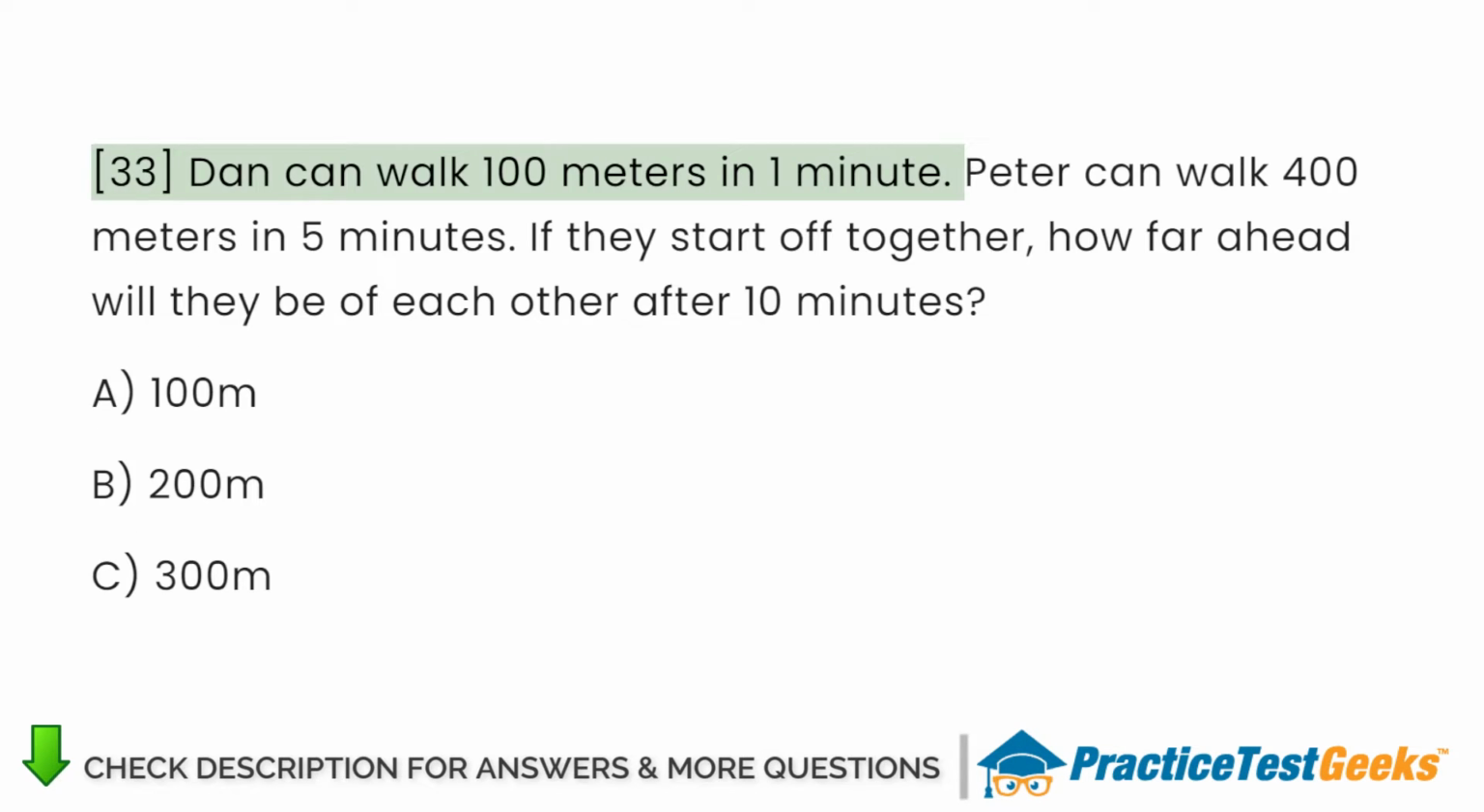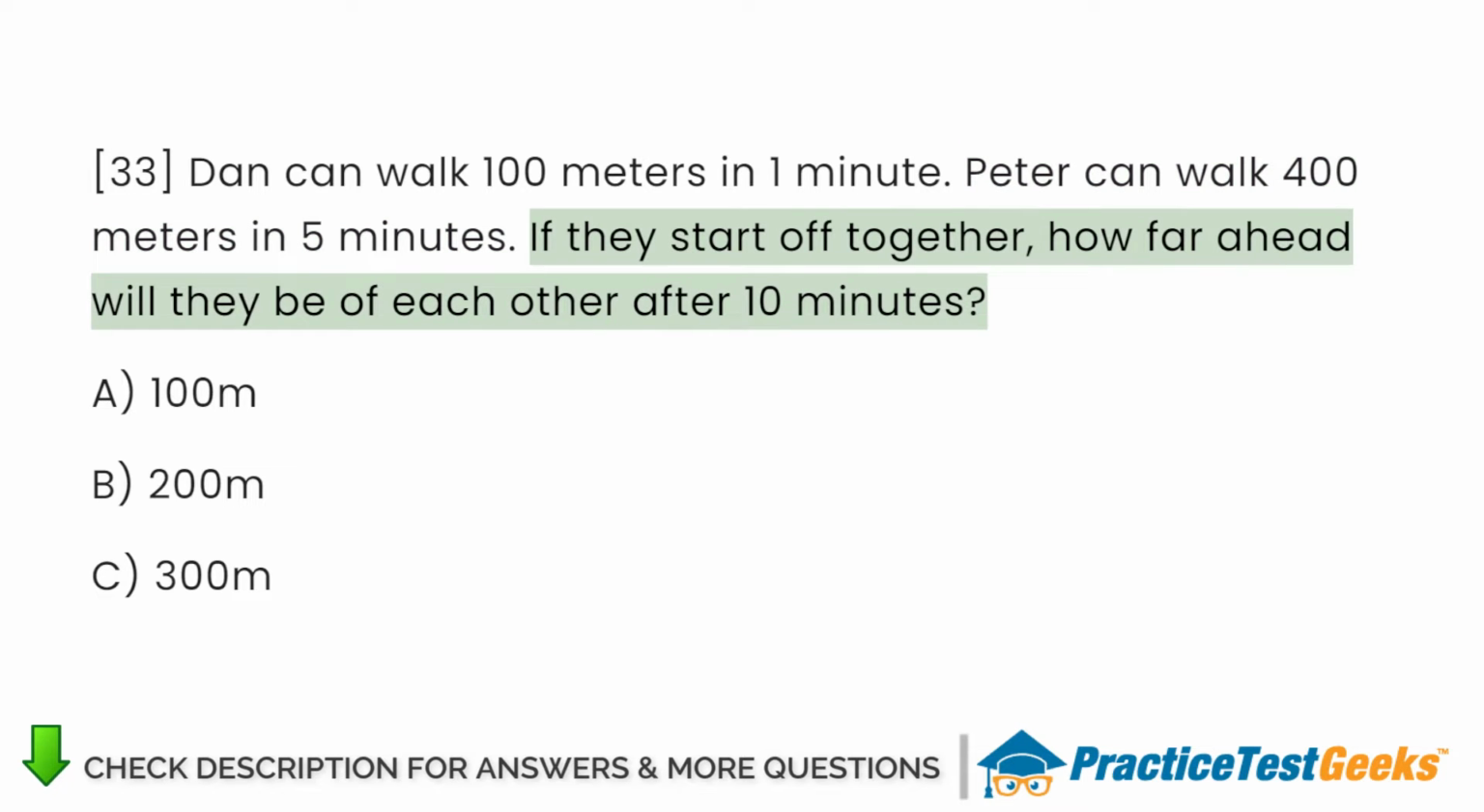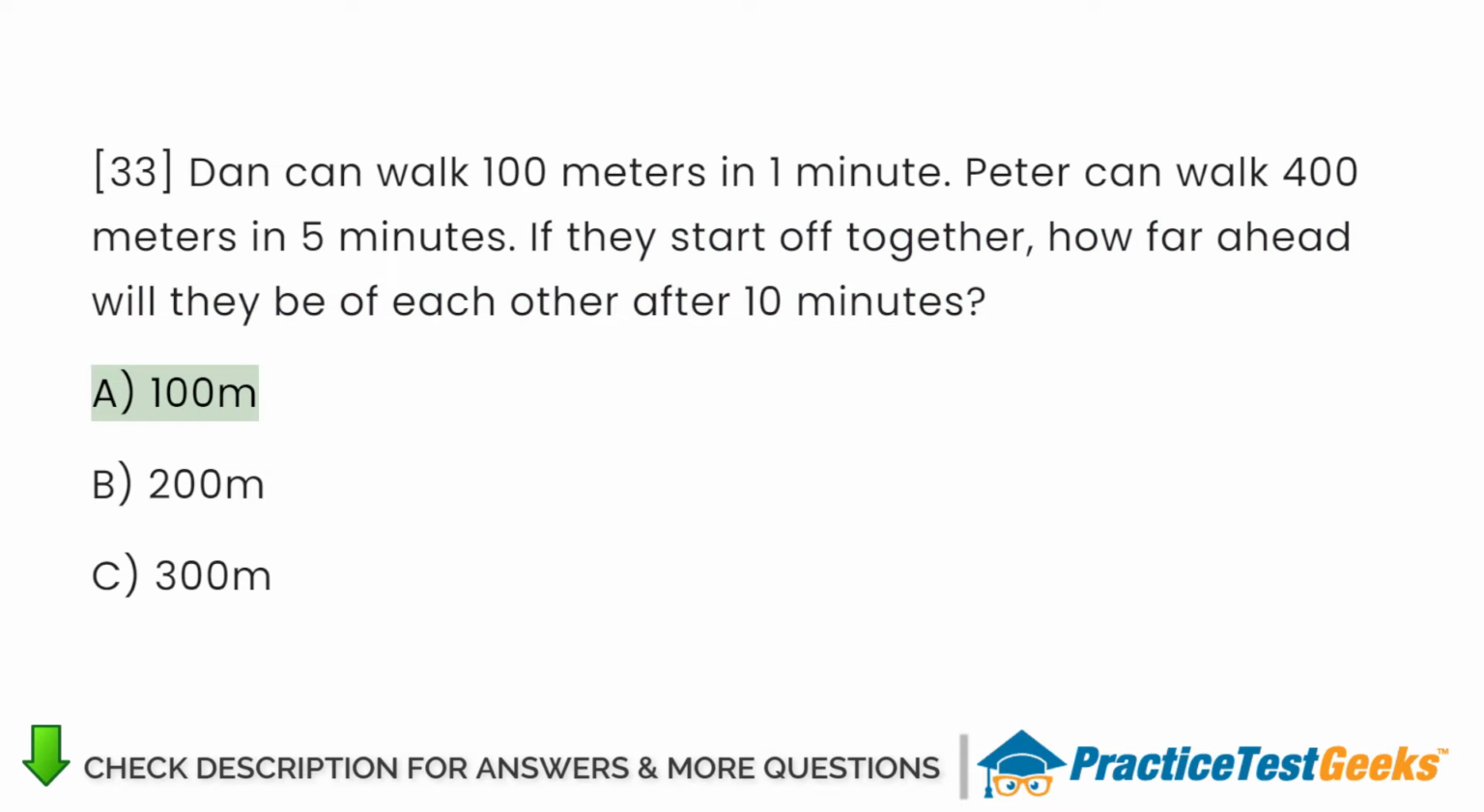Dan can walk 100 meters in 1 minute. Peter can walk 400 meters in 5 minutes. If they start off together, how far ahead will they be of each other after 10 minutes? A. 100 m. B. 200 m. C. 300 m.